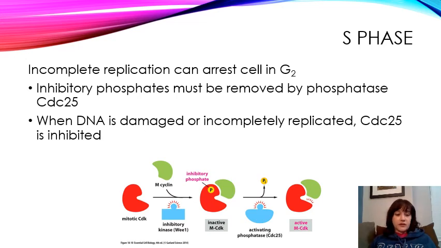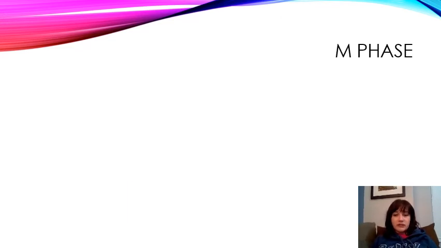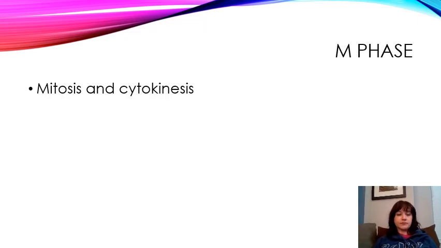Once it's activated, then the M-CDK gets dephosphorylated, and the cell is told by this M-cyclin CDK complex that it can move on into M phase. But until that happens, until the DNA is fixed, that M-CDK is going to remain inactive.